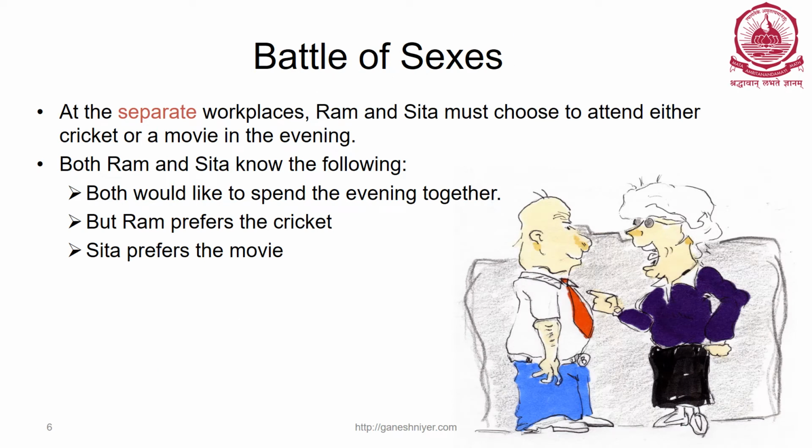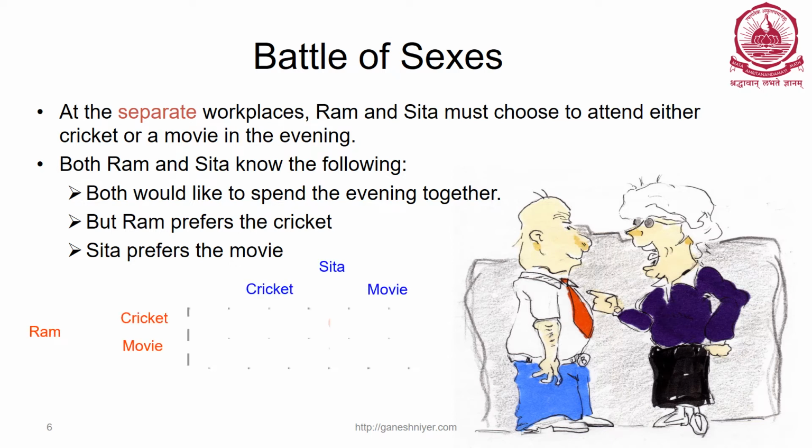Another very classic example of game theory. I remember we have seen Prisoner's Dilemma. So another one is Battle of Sexes. At their separate workplaces, Ram and Sita must choose to attend either cricket or a movie in the evening. Both Ram and Sita know the following. Both would like to spend the evening together, but Ram prefers the cricket and Sita prefers the movie.